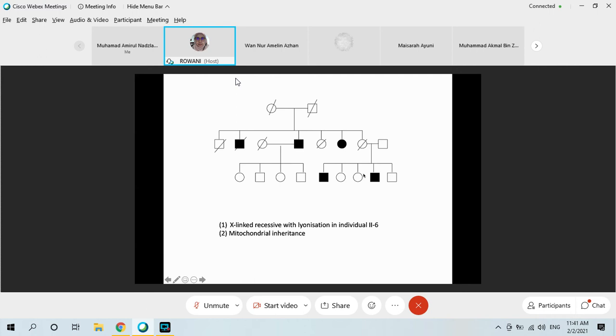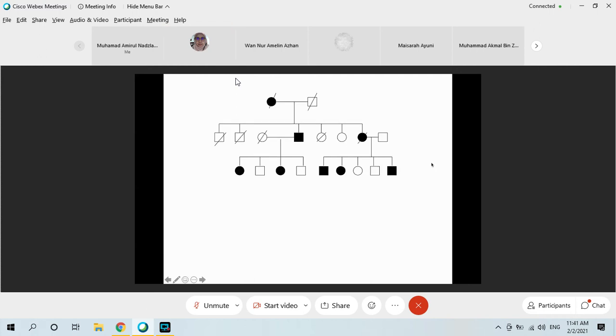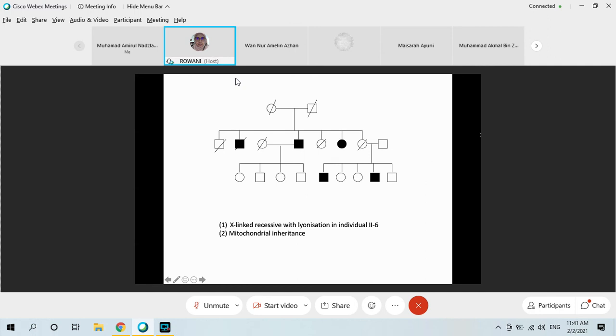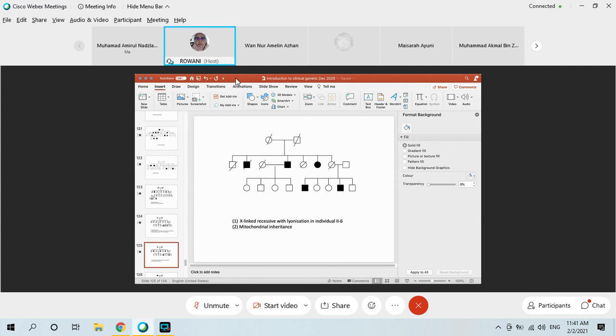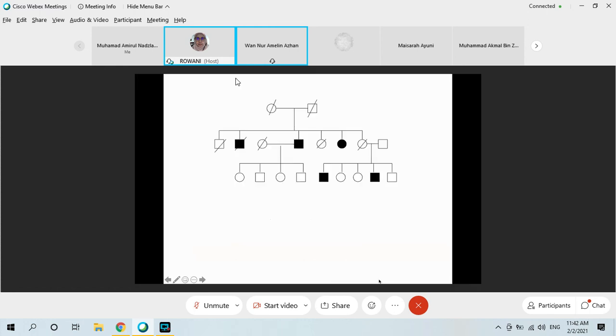Okay, so do you remember lionization or not? What is lionization? Ameline, do you remember what lionization is? Lionization, is it X inactivation? Correct. Okay. Usually females have 2 X chromosomes, but of those 2 X chromosomes, only one is active because one is inactivated. That is normal for all females.